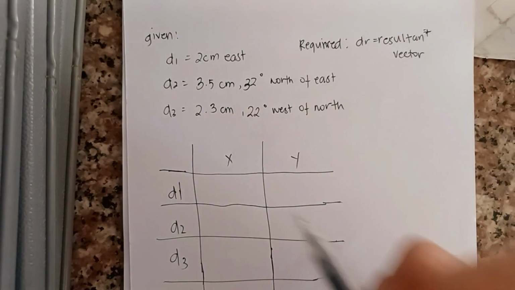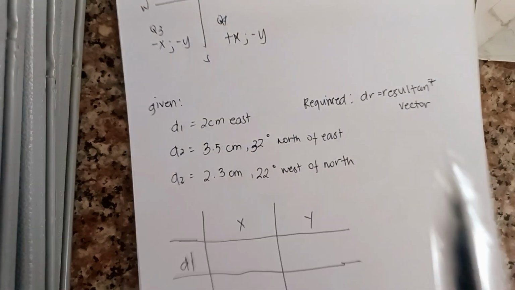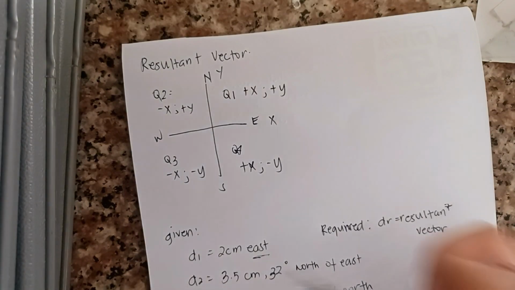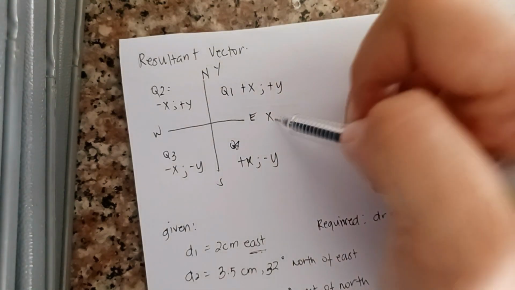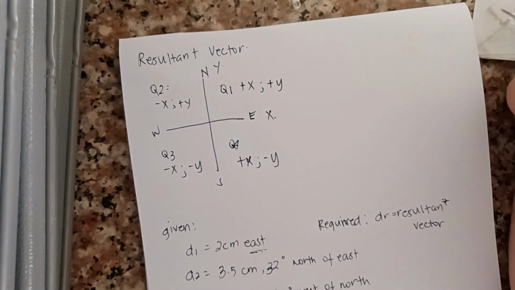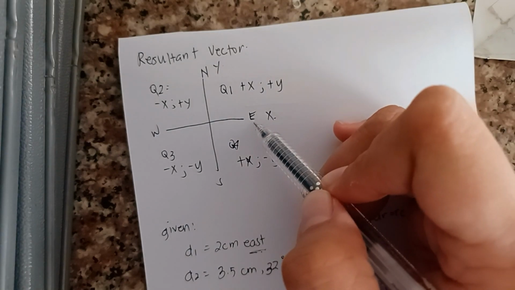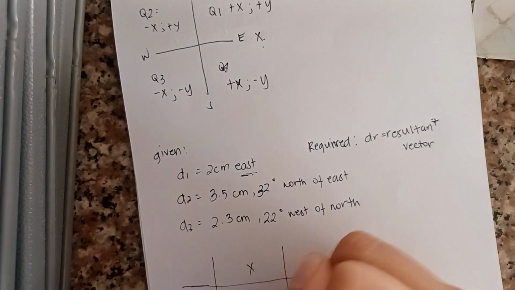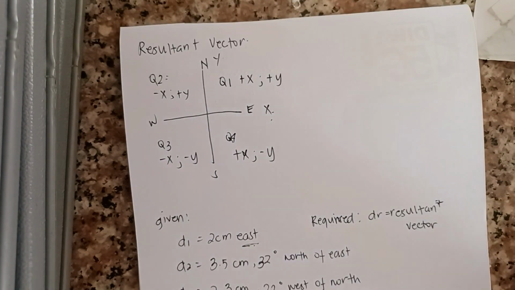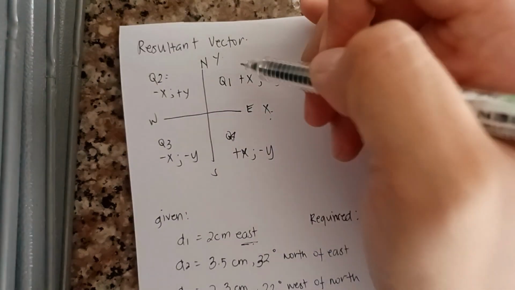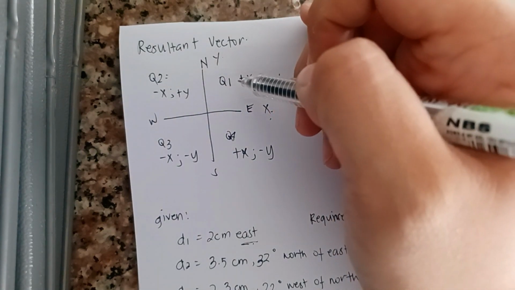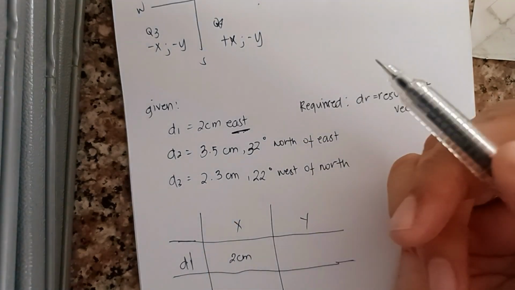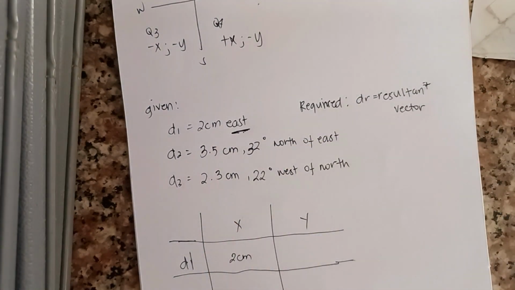So, balik tayo dito. For our given 2 centimeters east, saan siya along? Sa X or sa Y? Ang east ay nandito. So, siya ay nasa X. Okay? So, isusulat natin dito 2 centimeters, kasi meron ba siyang Y? Wala, because east lang naman ang nakalagay. Okay? So, next.